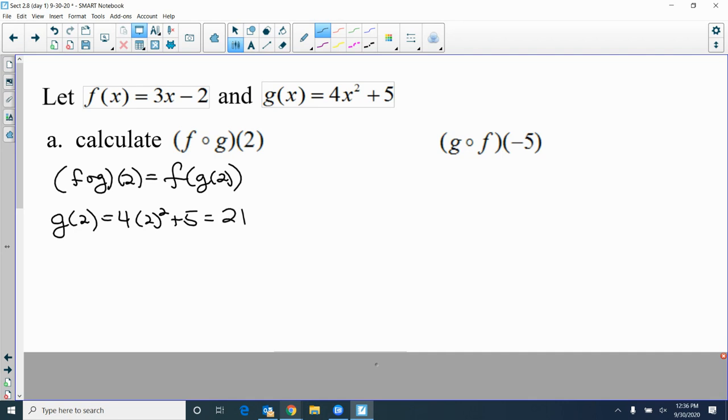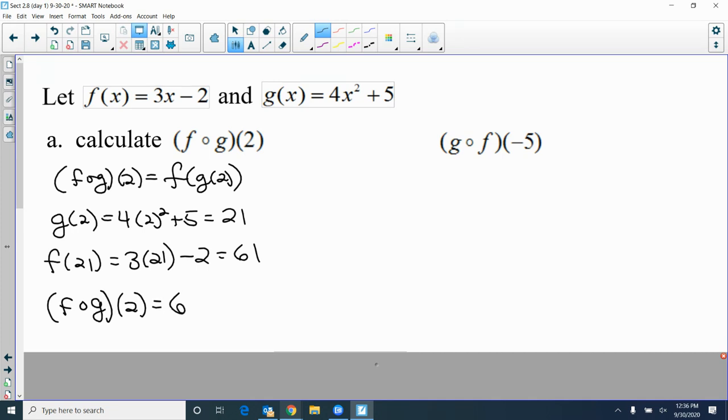21. Now, here's what you do. It basically says take the function f and then plug in whatever g of 2 is. Well, g of 2 came back to be what? 21. Plug that into the f function. So f of 21 is 3 times 21 minus 2. And what do I end up with? 61. So that means that f of g of 2 equals 61. Okay?